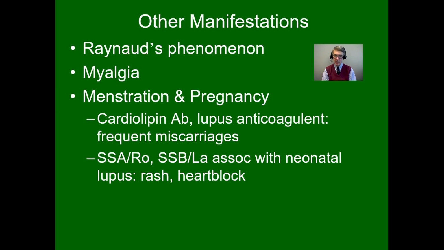And we talked about how the SSA or Ro antibodies or SSB or La antibodies, which sometimes are called the Sjogren's antibodies, can be associated with neonatal lupus, and that neonatal lupus can be manifest as either just a rash, or sometimes they can have heart involvement with a complete heart block, or sometimes even damage to the heart muscle.